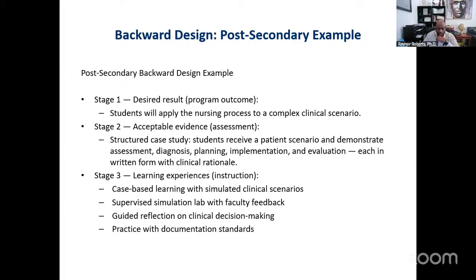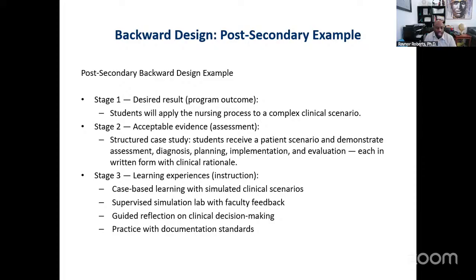Your assessments need to provide the evidence that students achieve the outcome. The outcome needs to be specific enough that the assessment can actually provide that evidence. And I think backwards design helps us do that. It's the driving force.